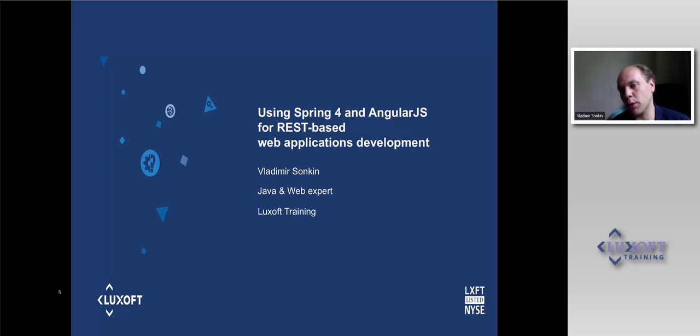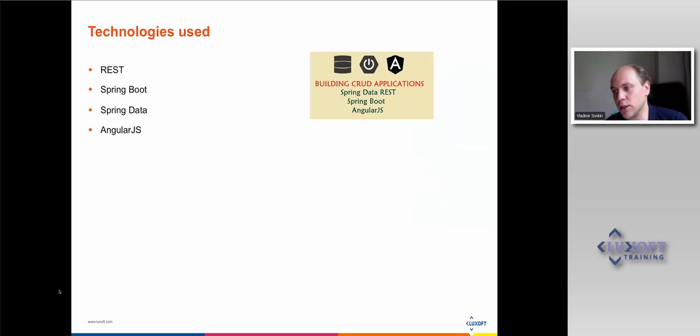And the most popular Java framework is Spring. The most popular web framework is AngularJS. And the most popular protocol for communication between server and client nowadays is REST. So I put all these technologies into the same application, and we will talk about how they can be used all together. And the reasons why these technologies are the most popular are not just there.